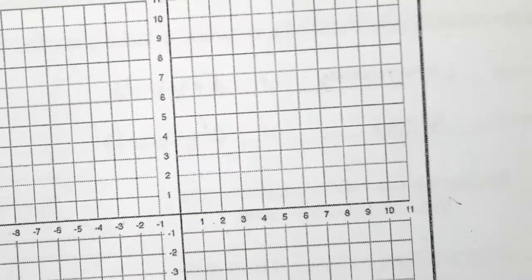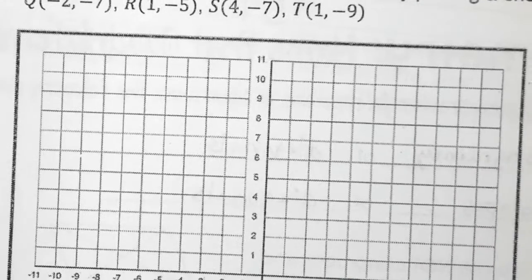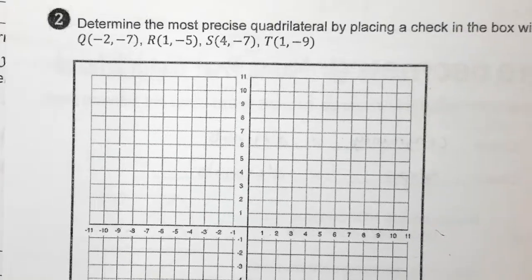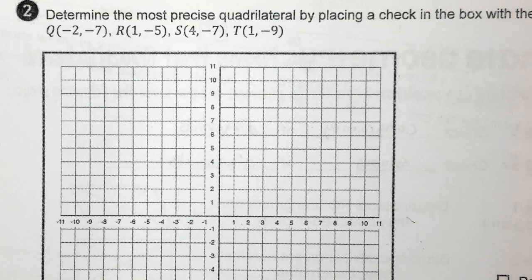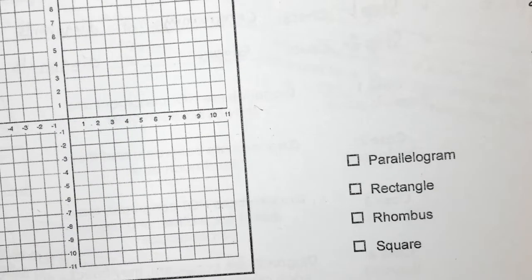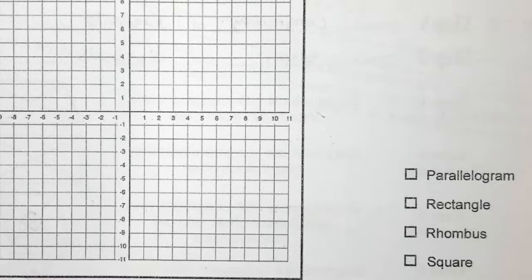Got 2 more to show you. Actually 3 more. I'm gonna do one of y'all practice ones with y'all. Let me zoom out a little bit. On the back, number 2. Determine the most precise quadrilateral by placing a check in the box with the coordinate points Q, R, S, T. Out to the side, they give you your 4 choices. You should already know them anyway.